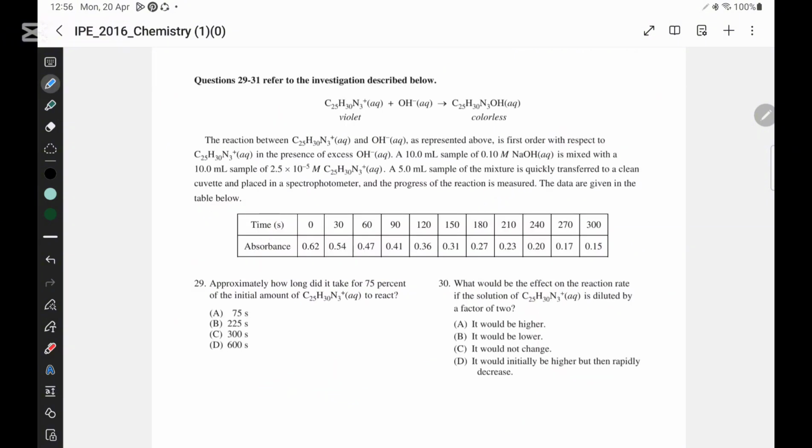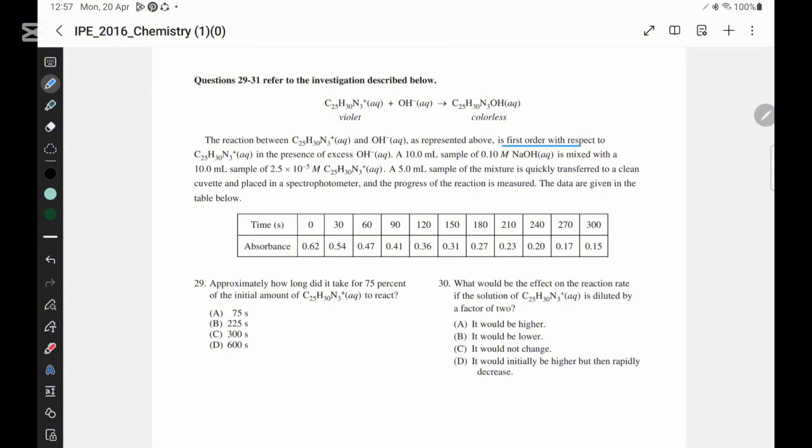In the next question, they are saying we have the reaction between C25H30N3 positive aqueous and OH minus as represented above is first order with respect to C25H30N3 positive. So first of all, it is first order. A 10 milliliter sample of 0.1 molar NaOH is mixed with this solution. A 5 milliliter sample of the mixture is quickly transferred to a clean cuvette and placed in a spectrophotometer.